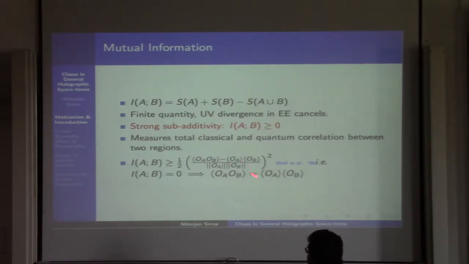But I am not aware of any proof or any kind of formally making this expression more rigorous in case of quantum field theories. But people generally believe that when mutual information is zero, the correlation between two regions is zero, that means there is no correlation between the two systems.